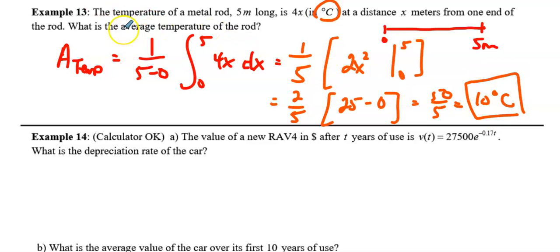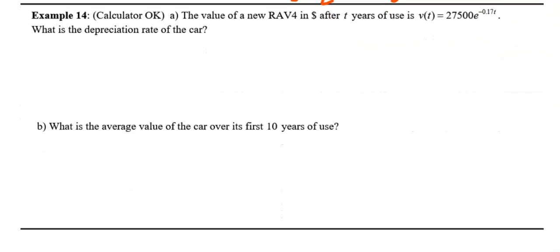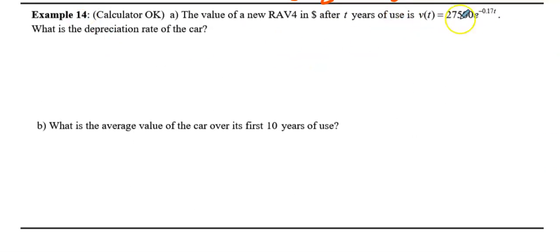So the average temperature of this rod is going to be, no matter what distance we're looking at, again, this 4x is just telling us what the temperature is somewhere down the length of this rod. But the average temperature is simply going to be 10 centimeters Celsius. Oh, sorry, 10 degrees Celsius. 10 degrees Celsius.